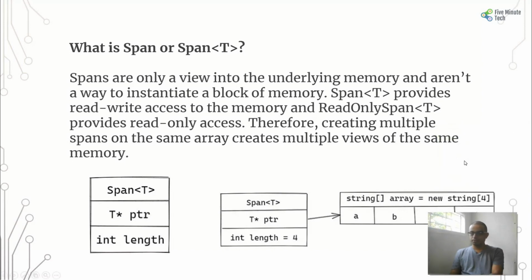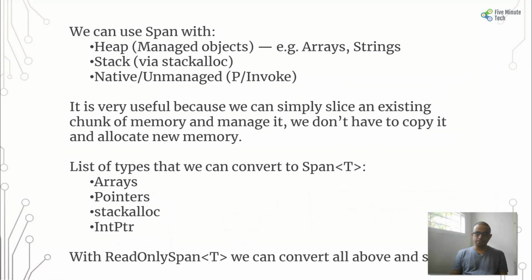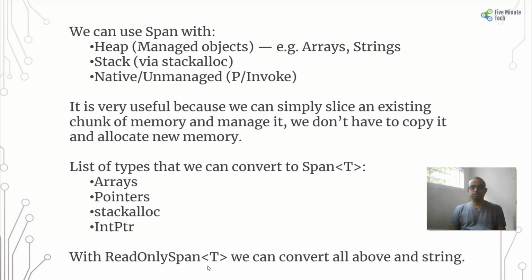So moving on, we can use Span with the heap, a managed object, for example array and string; the stack via stackalloc; native and unmanaged code, P/Invoke. It is very useful because we can simply slice an existing chunk of memory and manage it. We don't have to copy it and allocate new memory on the heap or anywhere else. As for the list of types we can convert to Span of T: array, pointer, stackalloc, and int pointer can be converted directly into Span of T. Now with ReadOnlySpan of T, we can convert all of the above and string as well.